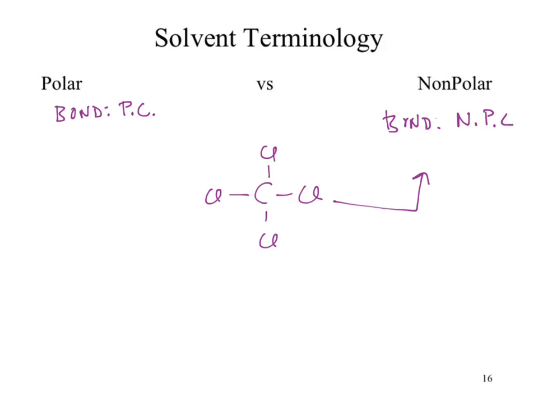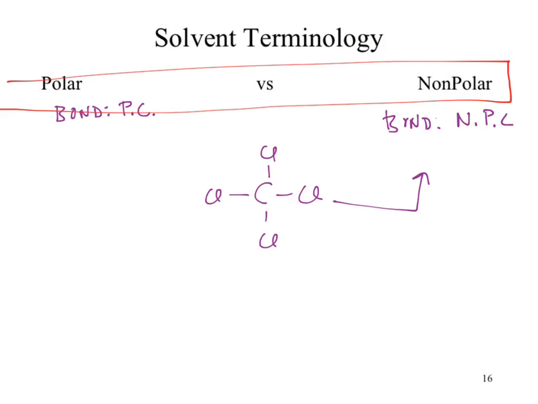Just like with our solvents, what we have here is a spectrum between polar and nonpolar. We've kind of arbitrarily said there's this real distinct line in between where it's either polar or nonpolar, with nothing in between. That's not true. We have this big gradation all the way through. Solvents can fall anywhere on that line.